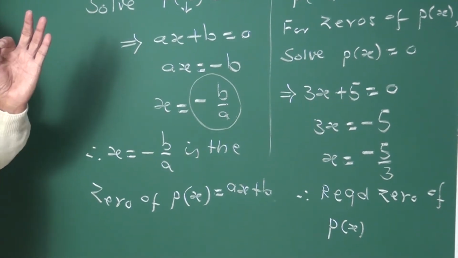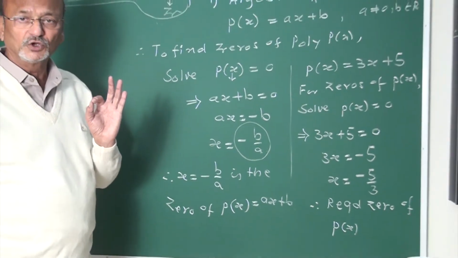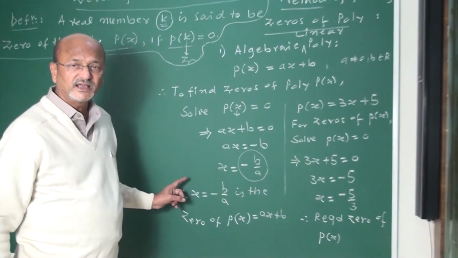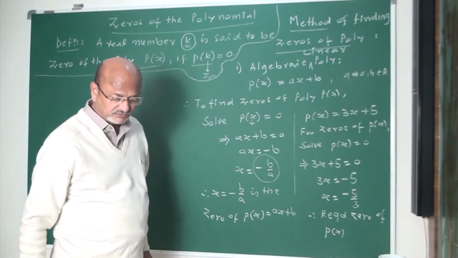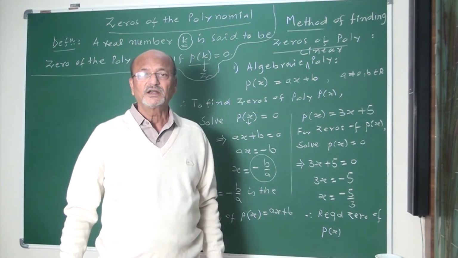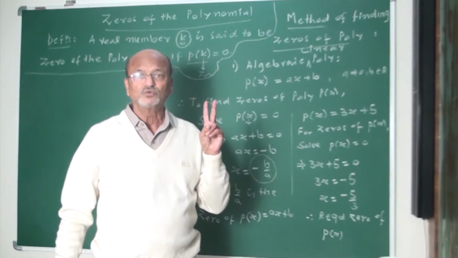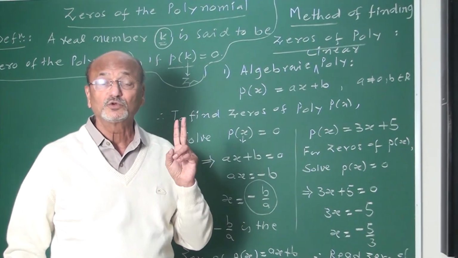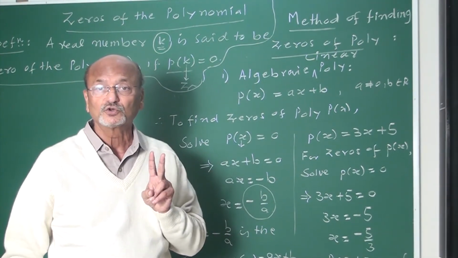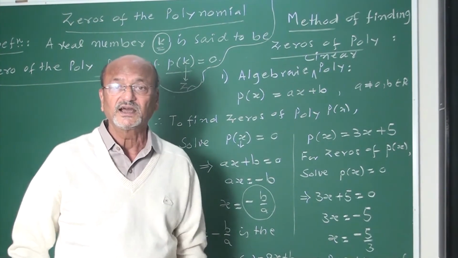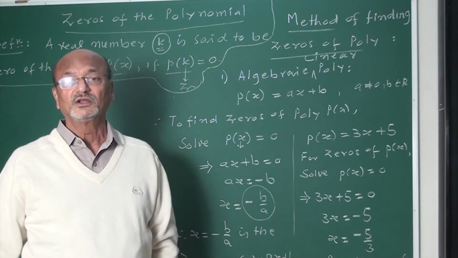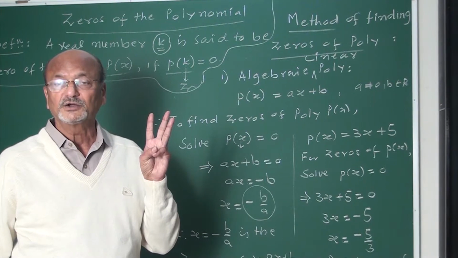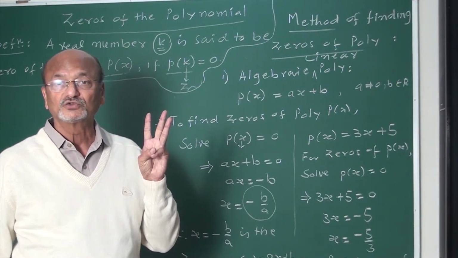Remember, number of zeros of the polynomial is at most the degree of the polynomial. If it is linear, it has only 1 zero. If it is quadratic, degree is 2, then it has at most 2 zeros, not more than 2 zeros. Like that, cubic polynomial. Cubic means the degree of the polynomial is 3. Then it has at most 3 zeros.